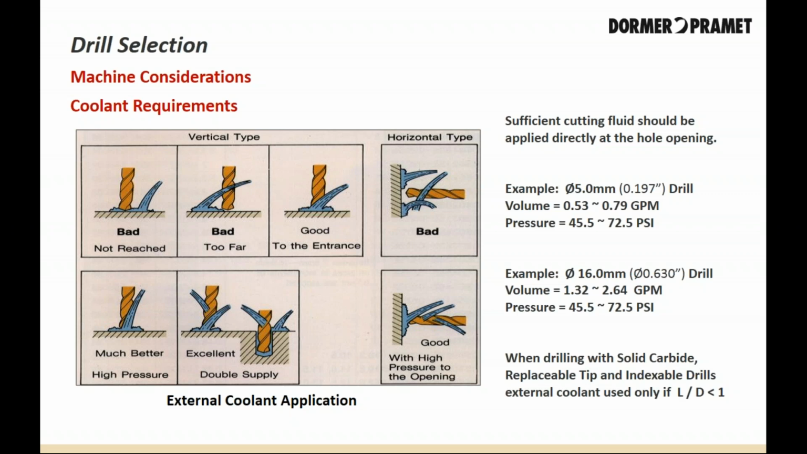More coolant is always better, so always use enough pressure and add extra nozzles to supply coolant from multiple directions if possible. For solid carbide, replaceable tip and indexable internal coolant is always the best. But external coolant can be used effectively on very shallow applications. External coolant should only be used when the length to diameter ratio is less than 1 times diameter and up to about 1.5 times diameter.